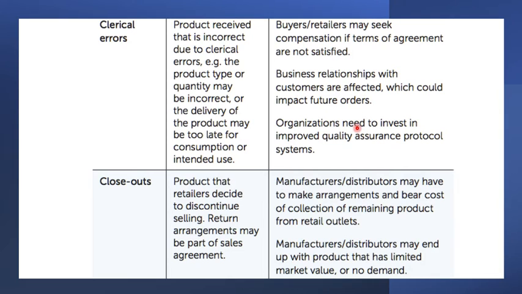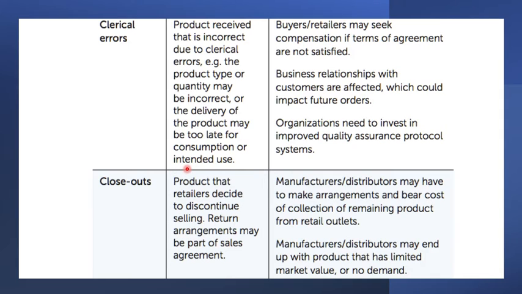The organization needs to invest in improving the quality assurance protocol system. Definitely QA is very important, and in most companies I have also seen QA is a really important part of the business, especially in manufacturing or production units. But still, the QA process needs to be improved and made more precise, so that this problem does not come again in the future. And then the closeout is usually termed as sold out.